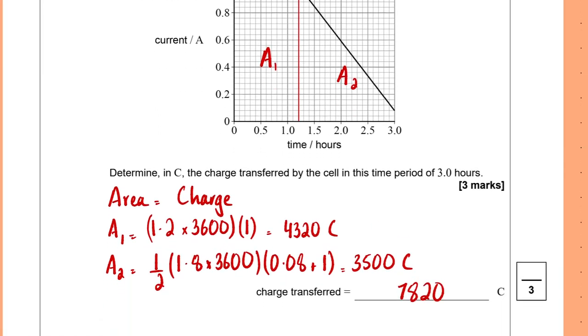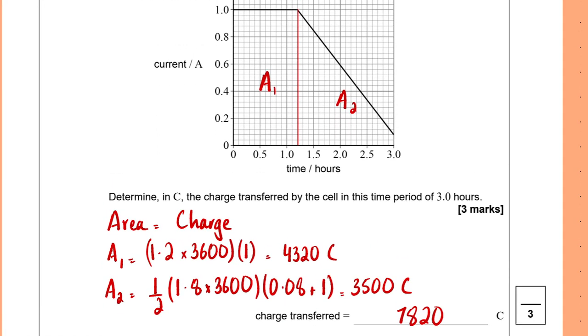I do the same thing for area 2. Here it's a trapezium. These are our parallel sides. This is the height. So 1.2 till 3, that's 1.8, converting this into hours. And this is 1, and this value is 0.08, because each small box is 0.04. So I get the charge from here as well, adding both to get the total charge transferred.